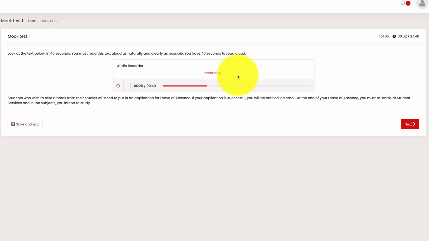So let's say that I'm reading this answer. Students who wish to take a break from their studies will need to put in an application for leave of absence. And then after that, let's say I don't speak for 3 seconds, then the microphone closes and it does not record anything at all. So this is read aloud. Very simple. You have to read aloud what you see on the screen.